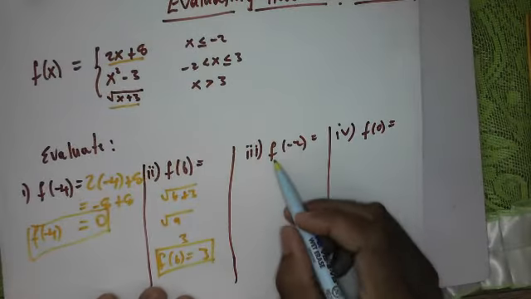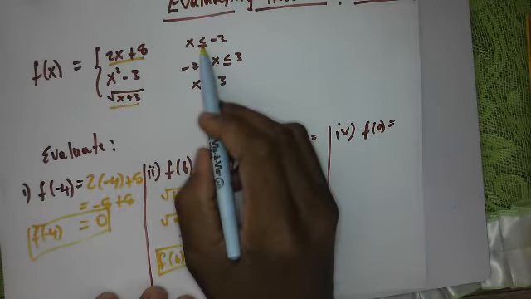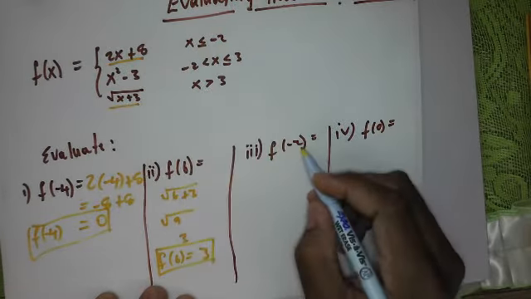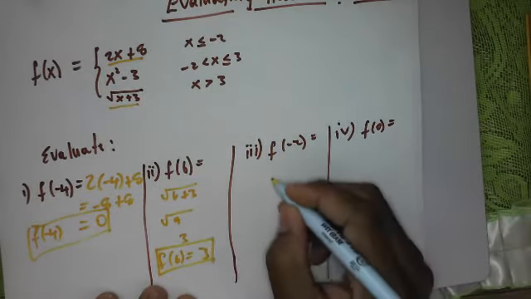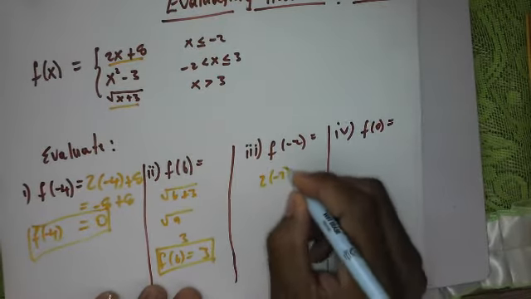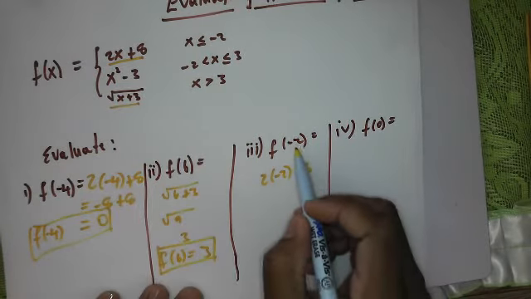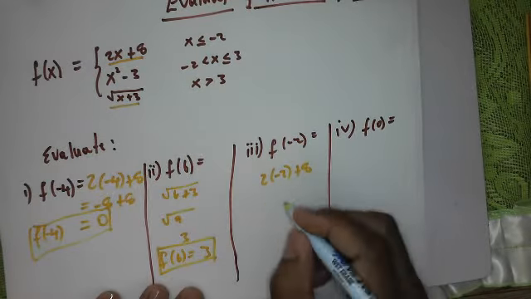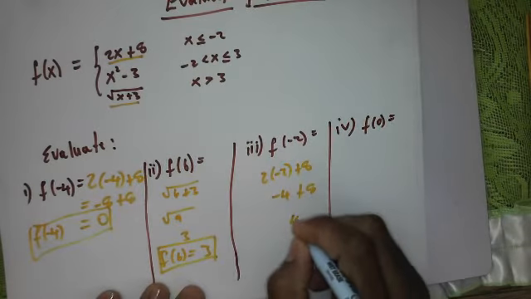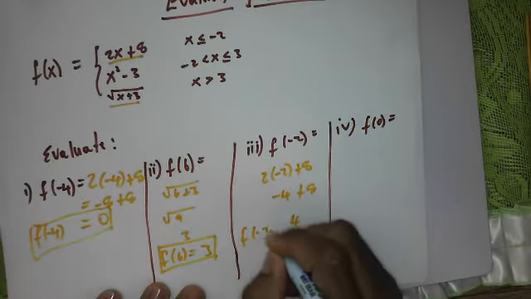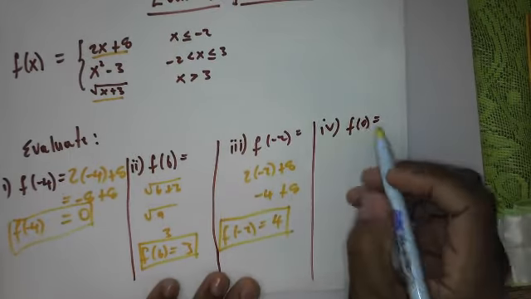The next part here says f of -2. Here it says that x is less than or equal to -2, and here x is equal to -2. So we're using this function again. So this would be 2 times -2 plus 8, because wherever x is in this function, we're putting -2. So 2 times -2, that is -4, plus 8, that is just 4. So f of -2 equals 4. And that part is finished.